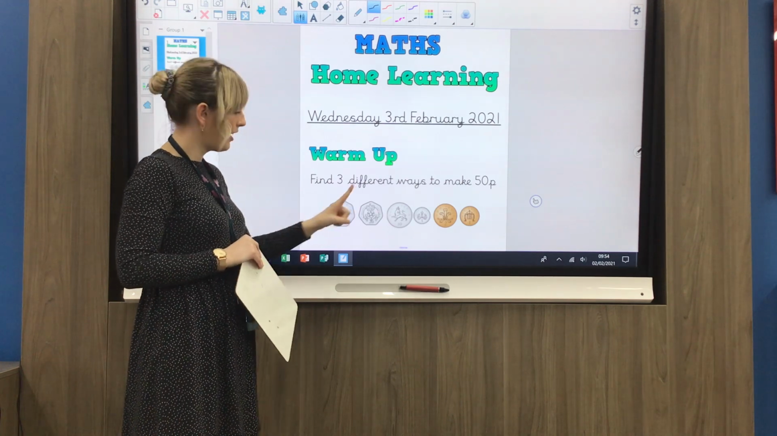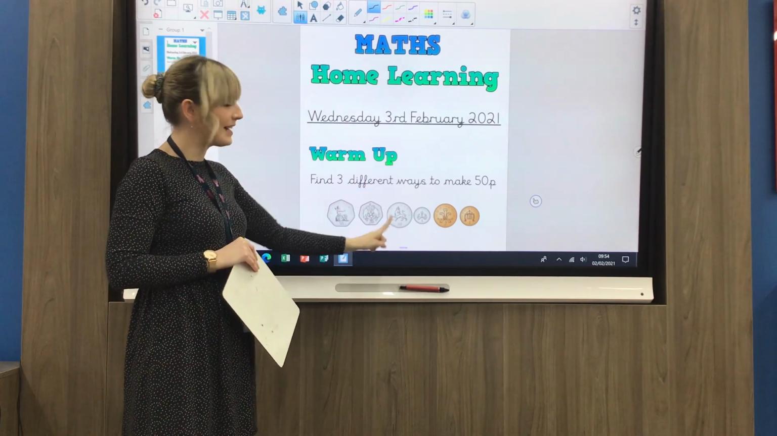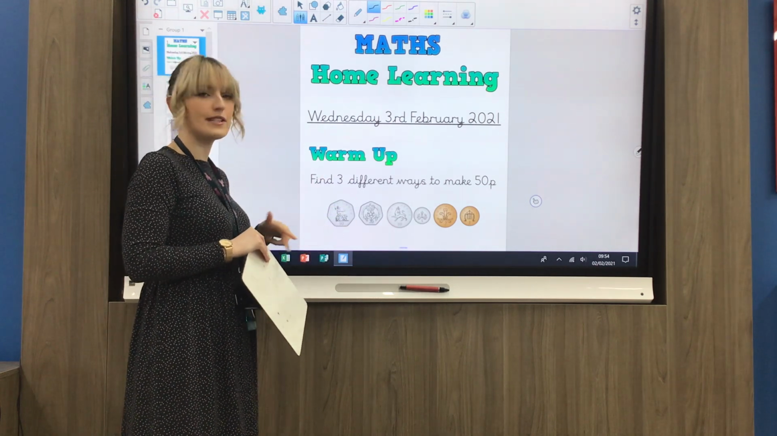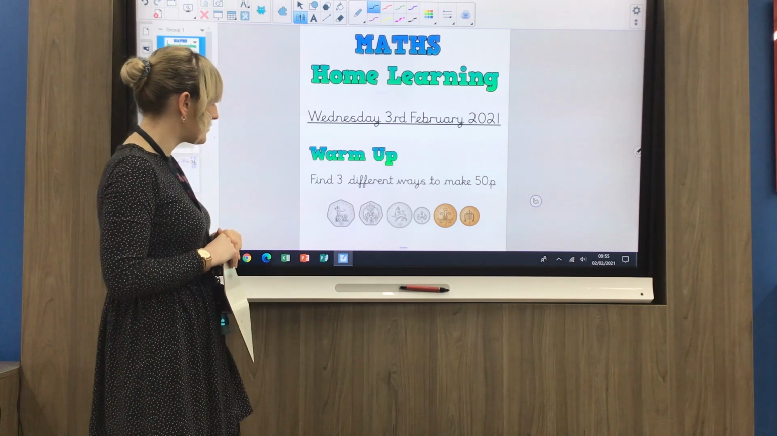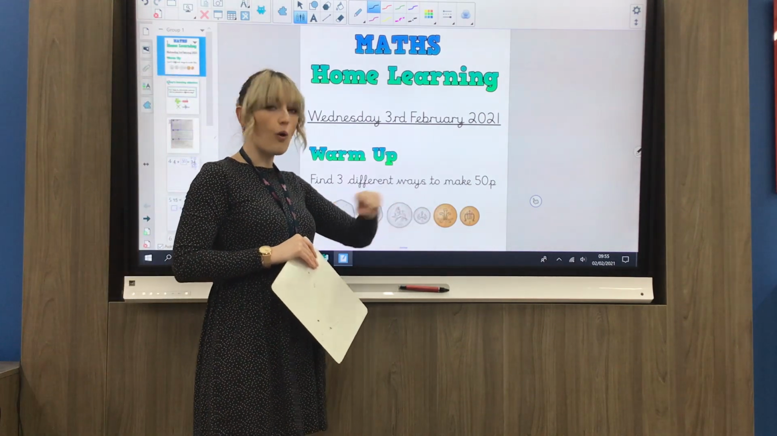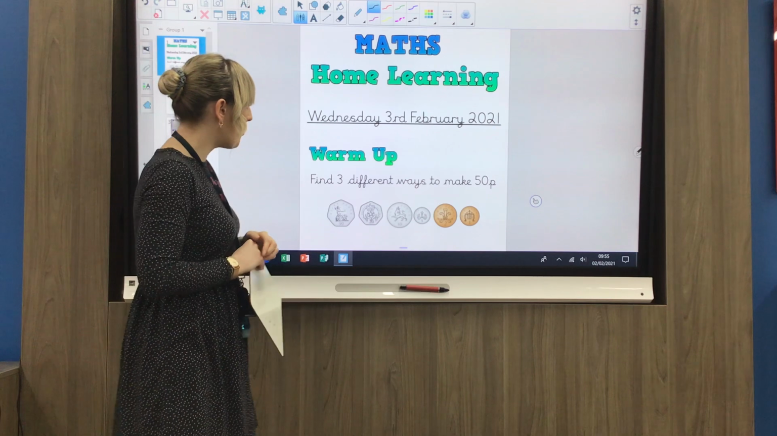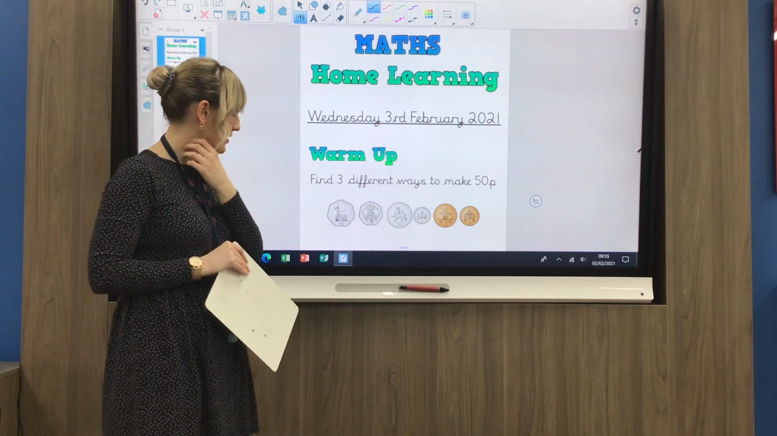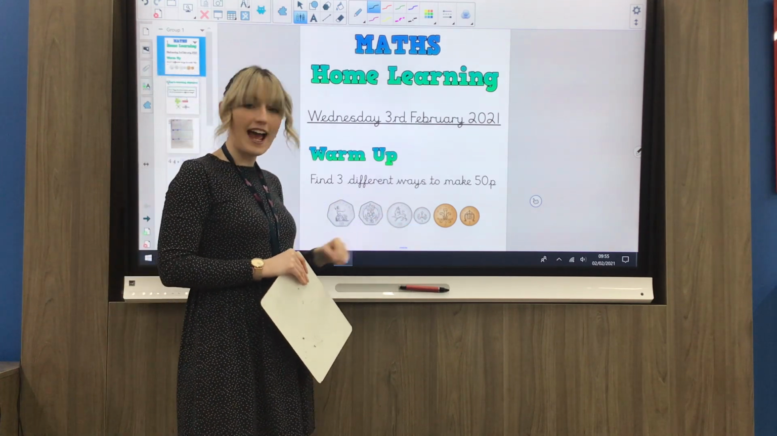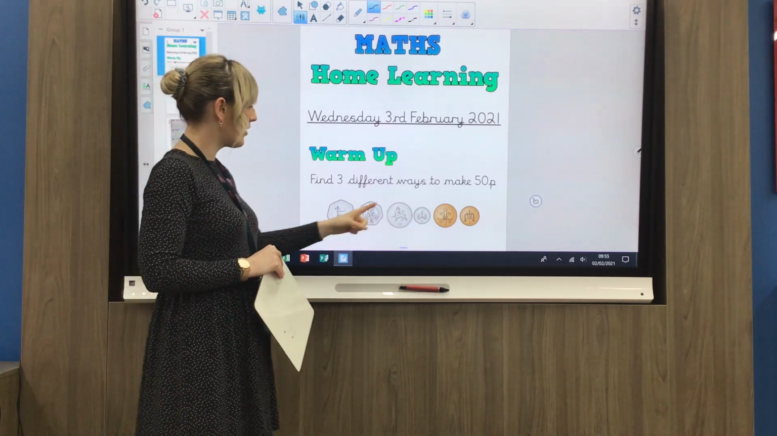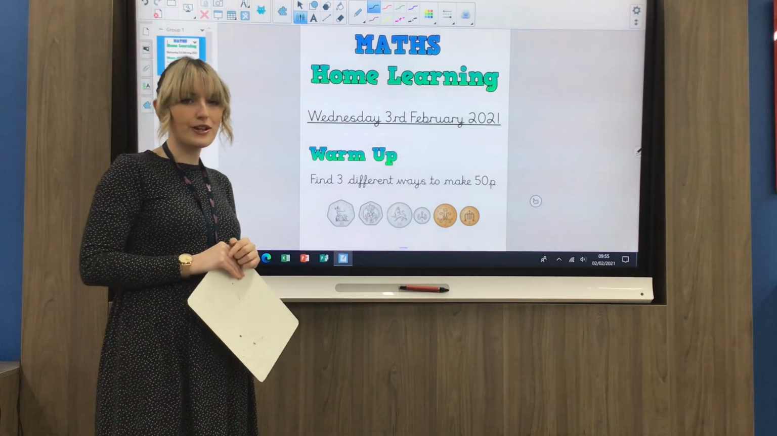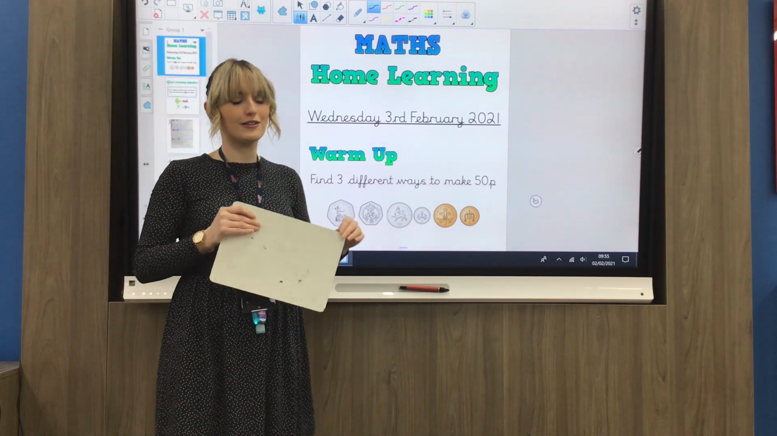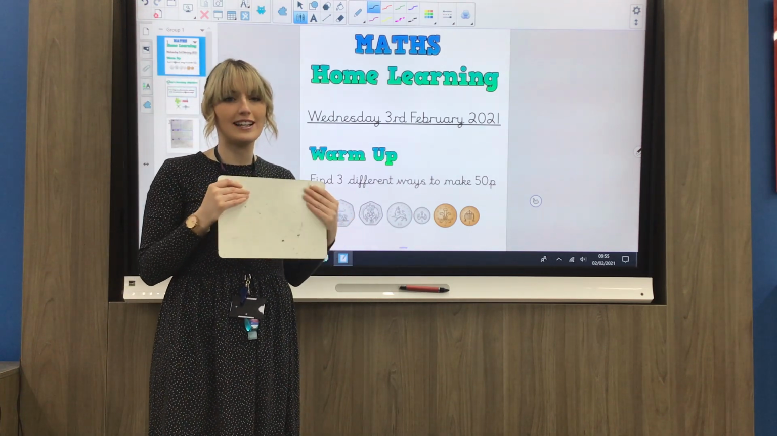You could have a 20, a 20 and a 10 pence. So 20 add 20 is 40, add 10 is 50. Another way you could have done it, you could have had 50 1-penny coins, or 25 2-penny coins. You could have had 10 5p coins, or 5 10p coins. There's lots of different ways, there's lots more. But I wonder who solved my 6-coin challenge.